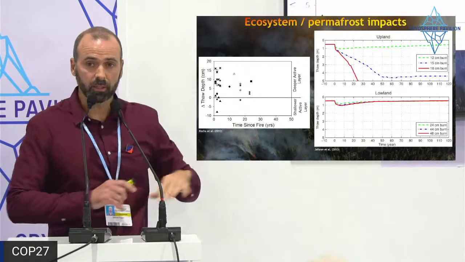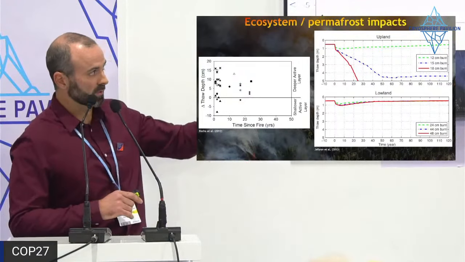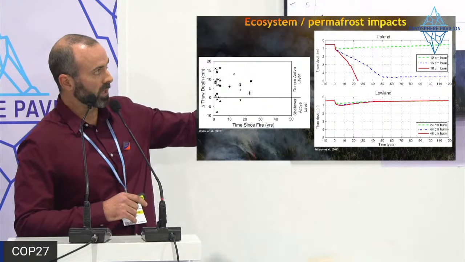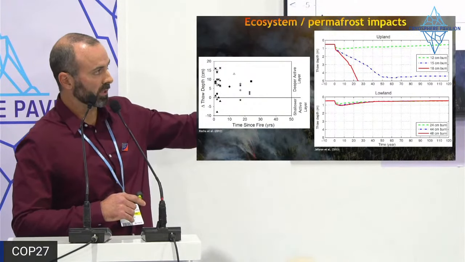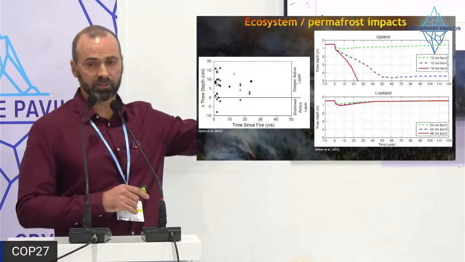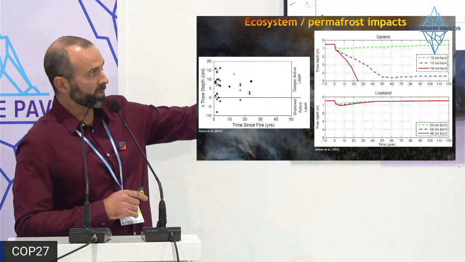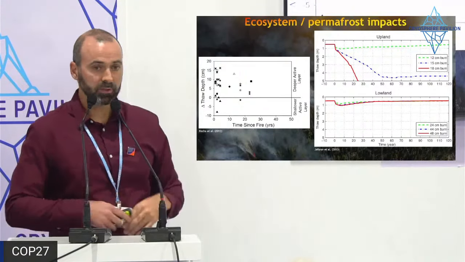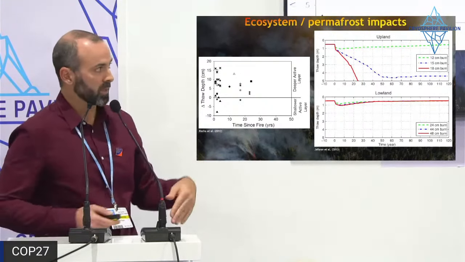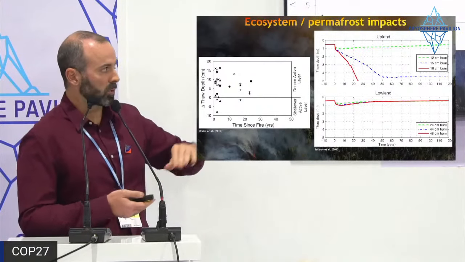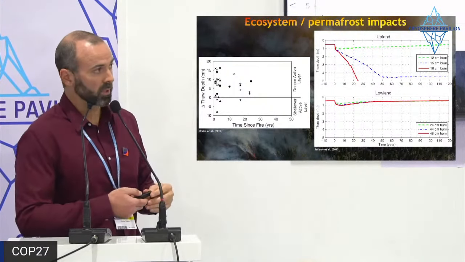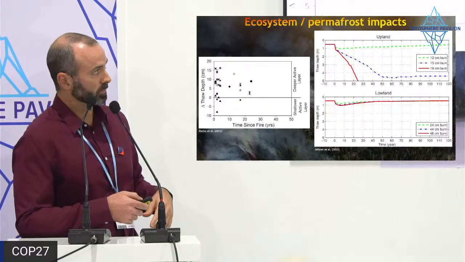We do know that's not always the case. So this is some really nice modeling work done by Elchin Jafarov for black spruce forests in Alaska. And what you can see are these, so this is after a fire, year zero would be a fire. In the upland system, if you have deeper and deeper burns, you can, in this model, get complete thaw of the permafrost column. In the lowland system, it's a bit more buffered and resilient, and so even the deeper burns don't necessarily result in complete thawing of the permafrost.